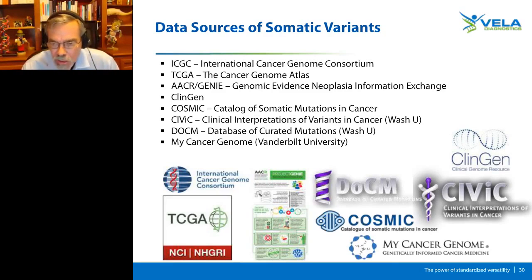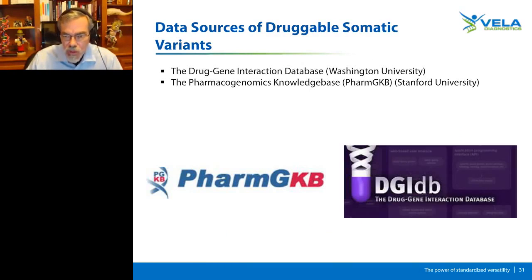CIVIC, which stands for Clinical Interpretation of Variants in Cancer, is an expert crowdsourced knowledge base from Washington University describing therapeutic, prognostic, diagnostic, and predisposing relevance of inherited and somatic variants of all types. There are now databases that coordinate the variant gene pathway information and now relate it to relevant drugs. The Drug-Gene Interaction Database at Washington University and the Pharmacogenomics Knowledge Base, PharmGKB, at Stanford University are two such databases. Currently, there are 402 potentially druggable genes listed in the DGI database.